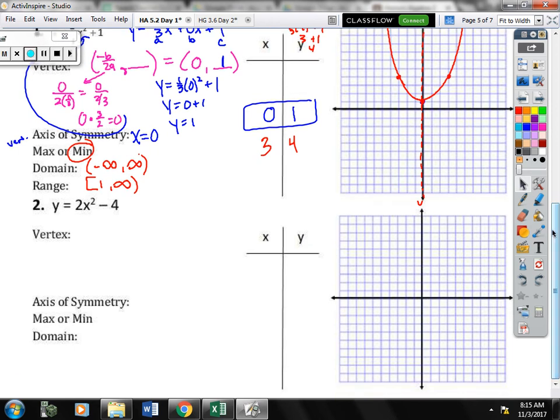All right, the next one, similar problem. We don't have fractions though, which is nice. So again, you might want to throw in the 0x just to remind yourself that that is hiding in there. So our A is 2, B is 0, C is -4. Find the vertex. They won't always be missing the bx term, it just happens in the first two. So we're going to do our negative b over 2a formula. And we will get negative 0 over 2 times 2. So 0 divided by 4 is still 0.